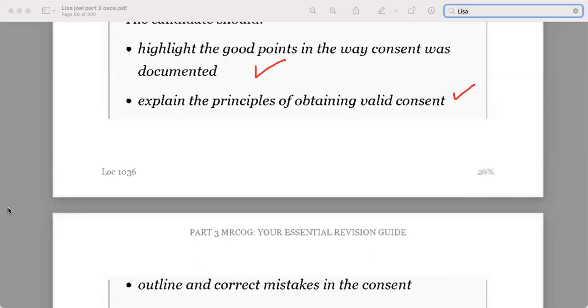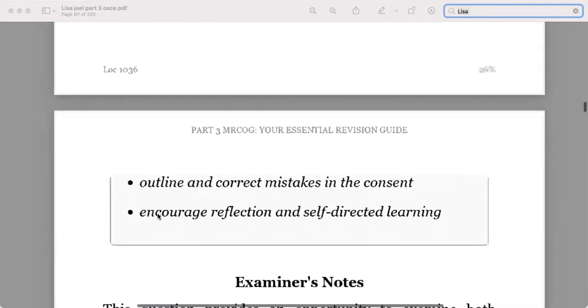So you're here for obtaining valid consent. You have to mention how the consent will be valid, and that's it. Then outline and correct mistakes in the consent, and encourage reflection and self-directed learning. This last part is the part that you missed, because of time.